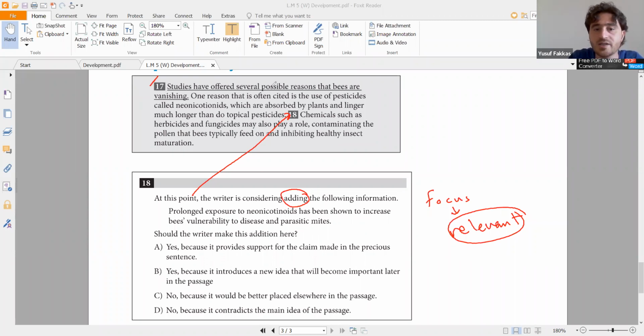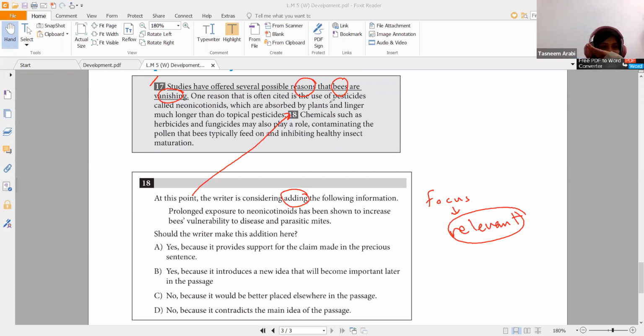So studies have offered several possible reasons that bees are vanishing, okay? So the whole thing is about reasons why bees are vanishing. That's the whole idea of the paragraph, okay? But didn't you tell us that we shouldn't read the sentence if it's underlined because it could change? Yes, but I'll tell you later, because if I tell you now, I'm gonna spoil everything, okay?